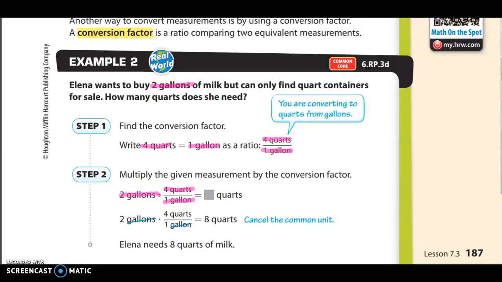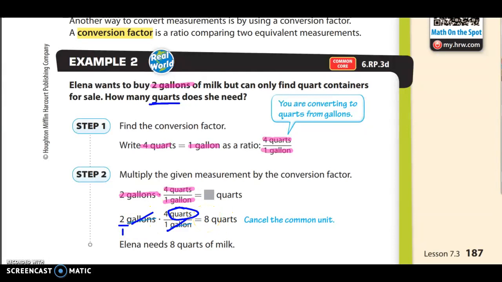Now I want you to notice something that happens here. We're going to cancel the common unit, and we're going to do that diagonally. See what they do here is they cancel the gallons. And so all that's left is the quarts, which is nice because that's what we're looking for. It says how many quarts does she need. So the answer is going to be quarts. And the math is these two words cancel, but the math is 2, and this is like 2 over 1. 2 times 4 is 8, so it ends up being 8 quarts.